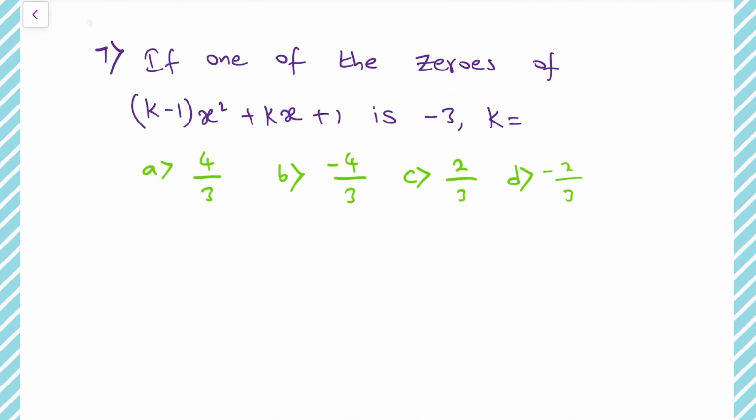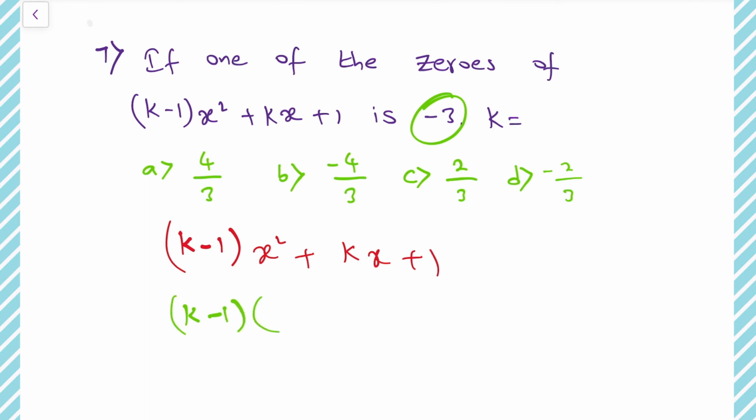If one of the zeros of k minus 1 into x square plus kx plus 1 is minus 3, then what is the k value? Again same, in the place of x we need to substitute minus 3. This is the polynomial given in the question. So now in the place of x we need to substitute minus 3. So k minus 1 into, here x square is there, so minus 3 square, plus k into x, which is minus 3, plus 1.